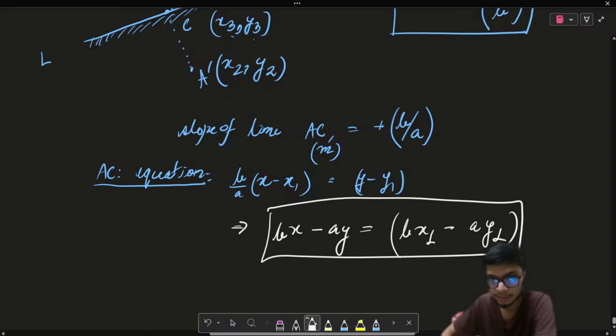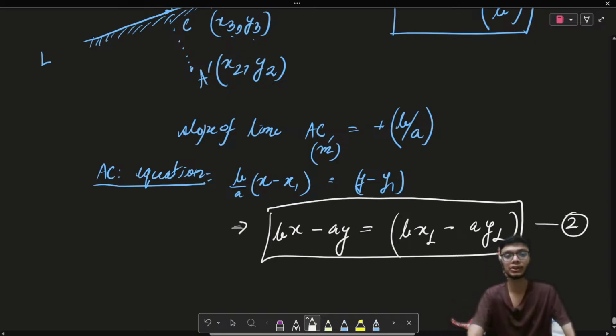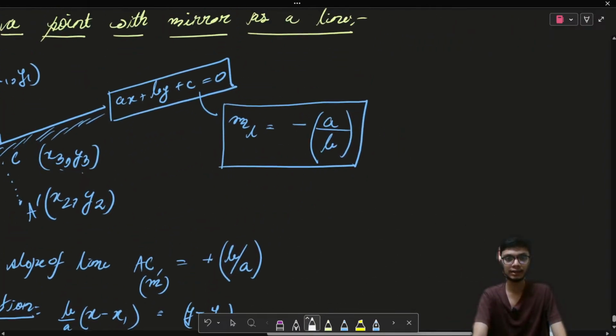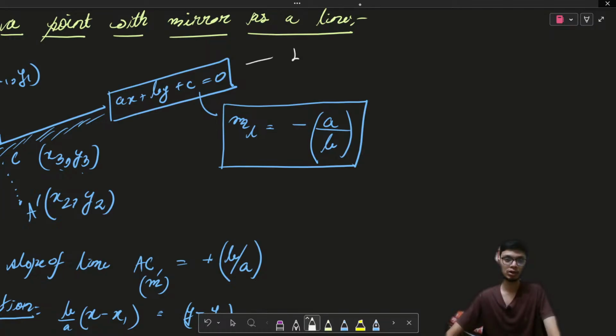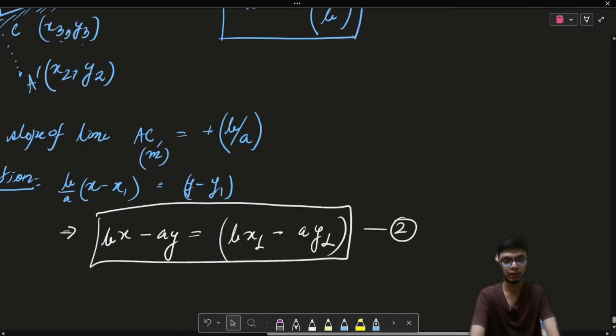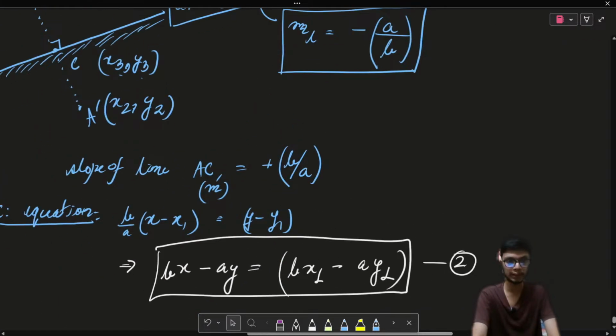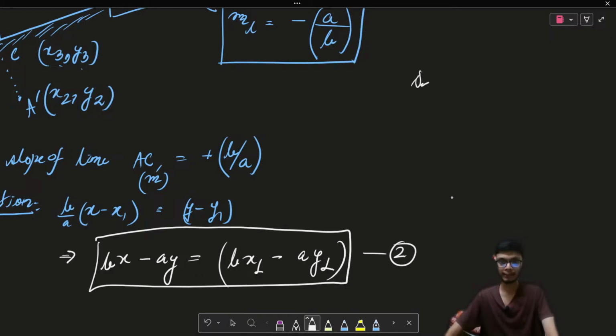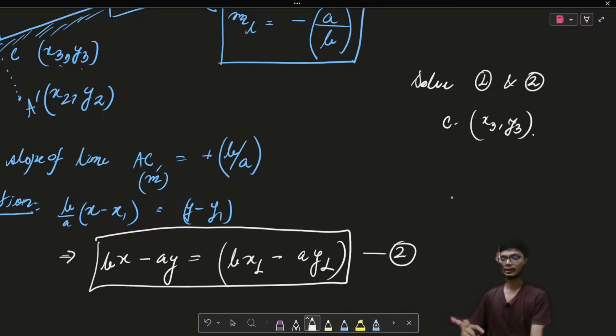So just by solving this AC line, let us say this is equation number 2, and this is my equation number 1. By solving equations 1 and 2, I am easily going to get the foot of perpendicular. If you solve equation 1 and equation 2, we will get the coordinate of the point C, that is x3 comma y3.